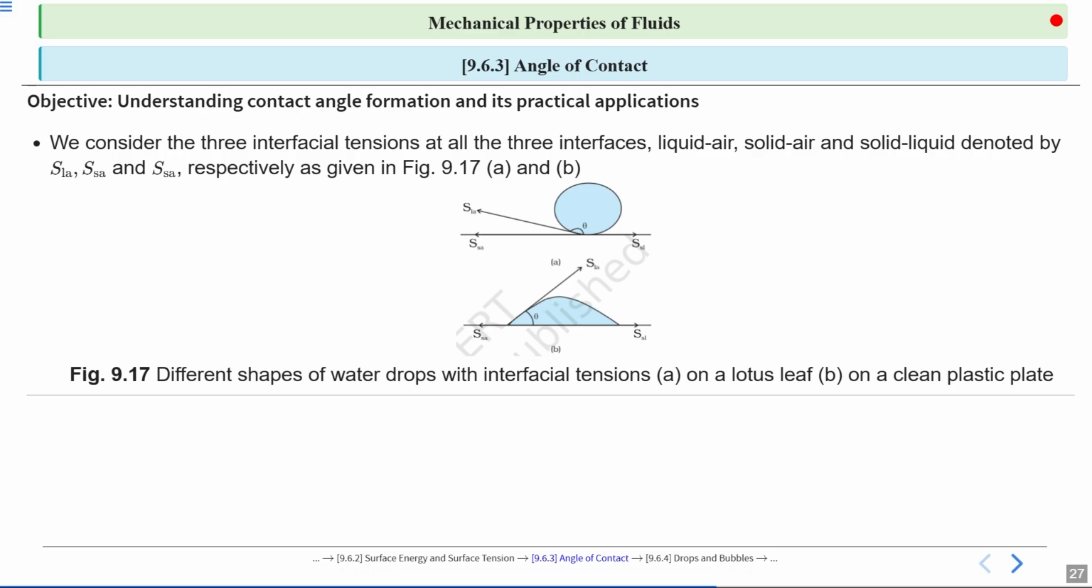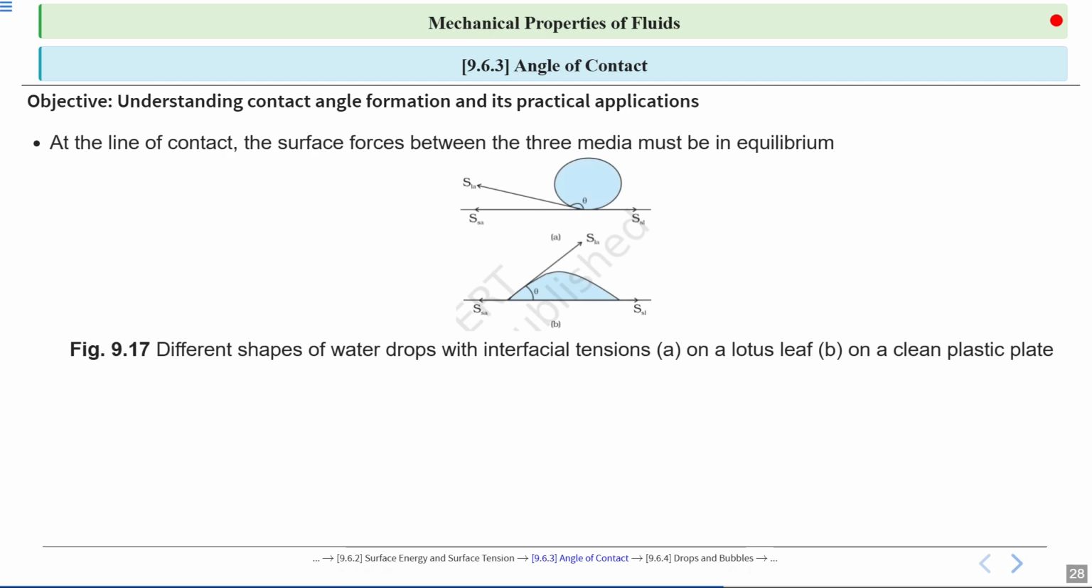So look at figure 9.17. Notice that in this image the shape of the water drop changes depending on the surface, like a lotus leaf versus a plastic plate. This difference is due to how these tensions balance out. For example, if the liquid-air tension is much higher than the solid-liquid tension, the drop will bead up more, like on the lotus leaf. This concept helps explain why some surfaces are water repellent while others are not.